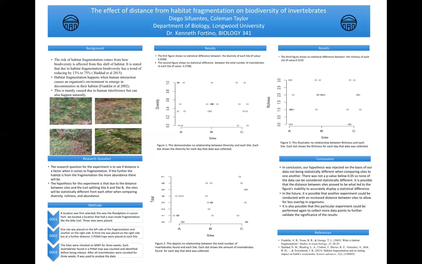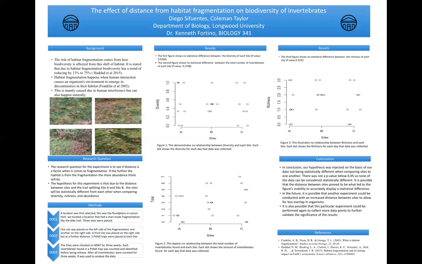It is possible that the distance between sites is what led to each figure's inability to accurately display a statistical difference. So in the future, we or someone else could do another experiment with increased distance between each site. I believe it was about 5 feet from site A to the trail and from the trail to site B, and then 10 feet between site B and site C, I believe.